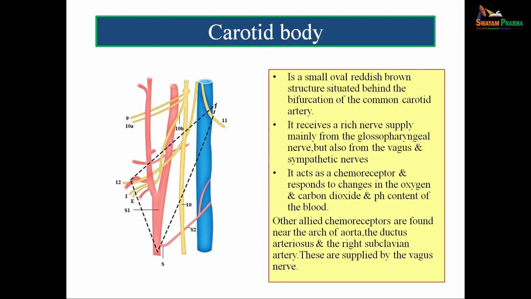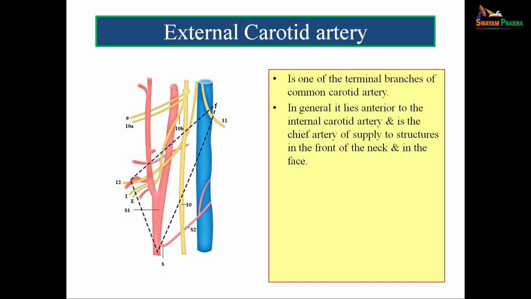It acts as a chemoreceptor. So carotid sinus acts as a baroreceptor responding to pressure changes, while carotid body acts as a chemoreceptor and it responds to changes in the oxygen and carbon dioxide and pH content of blood. So these are the important structures present in the carotid triangle.